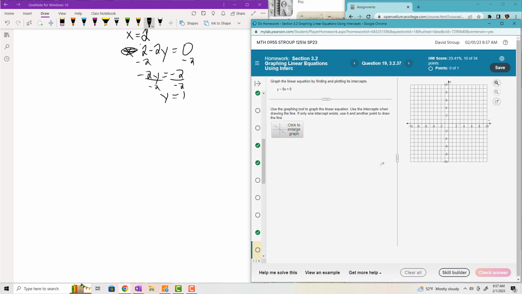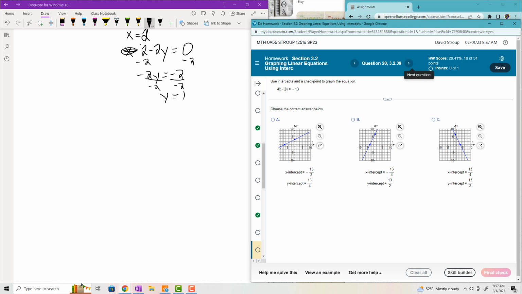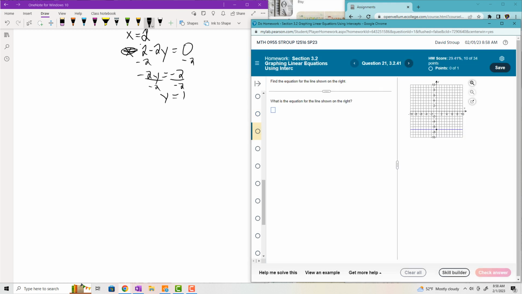Okay, 19 is the same kind of problem. So this looks like just another intercept problem, but they've given us the graphs, and we just have to pick the appropriate graph.